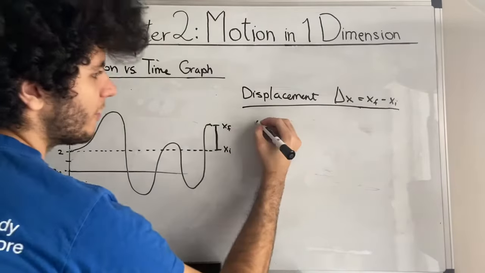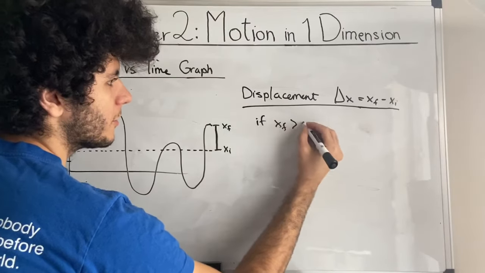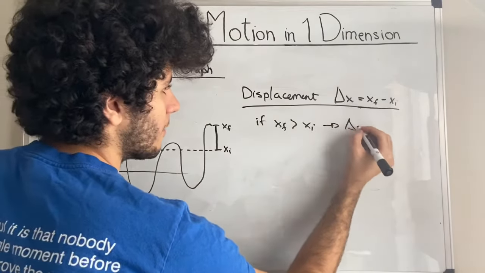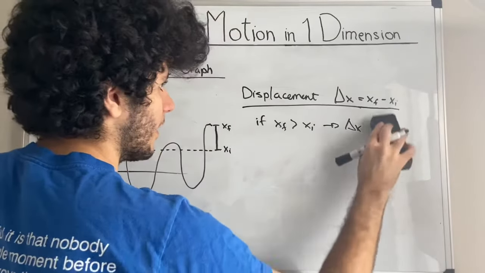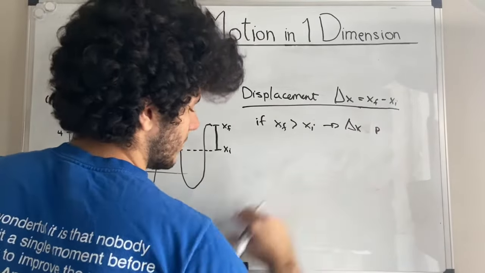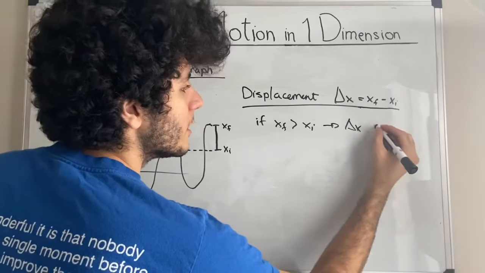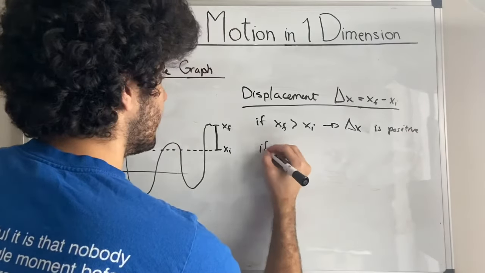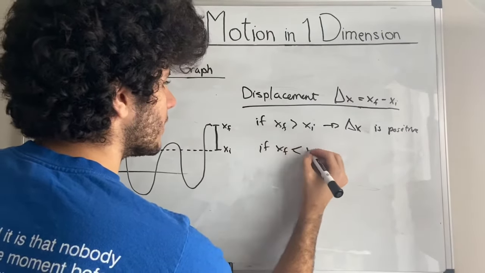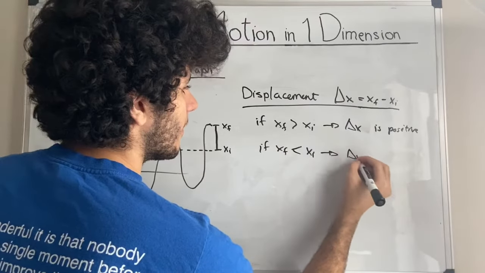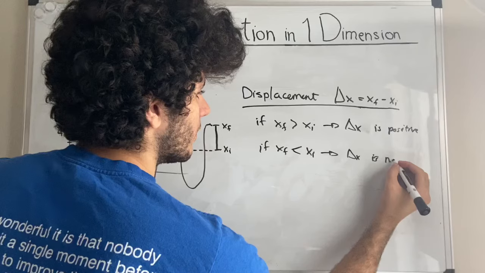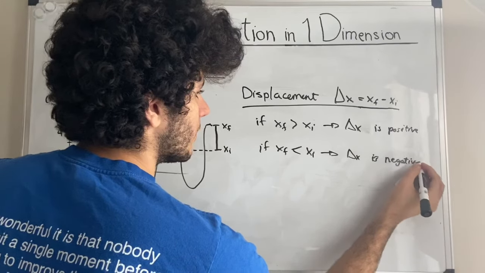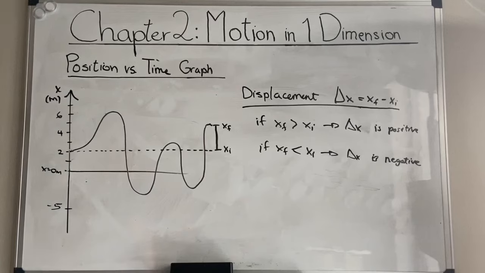So if xf is larger than xi, then we have a positive displacement. If x of f is smaller than x of i, then we have a negative displacement. All right. So that's one of the big notions of position, right?